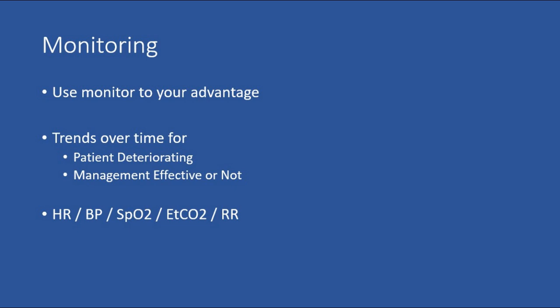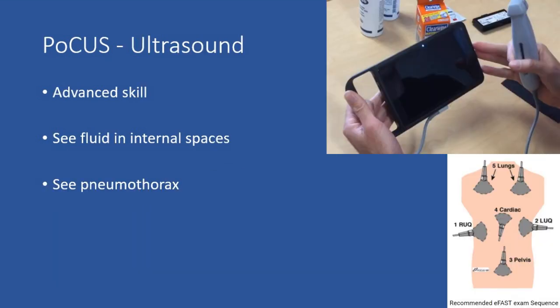Using monitoring equipment can aid in completing a thorough physical assessment. More advanced assessment devices can be useful after a thorough physical examination has been completed. A skilled clinician can use point-of-care ultrasound to aid in diagnosing internal bleeding and a pneumothorax.